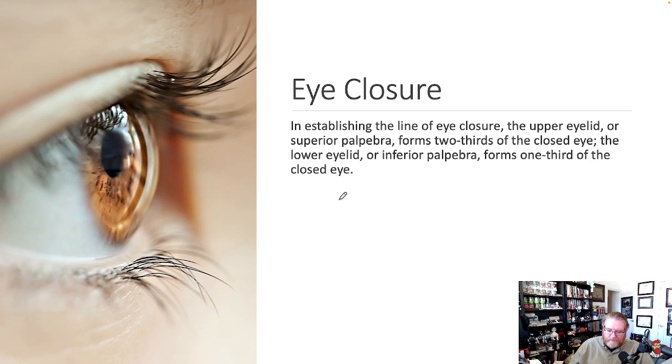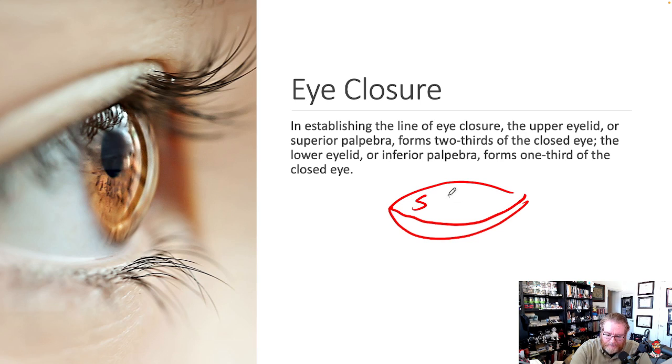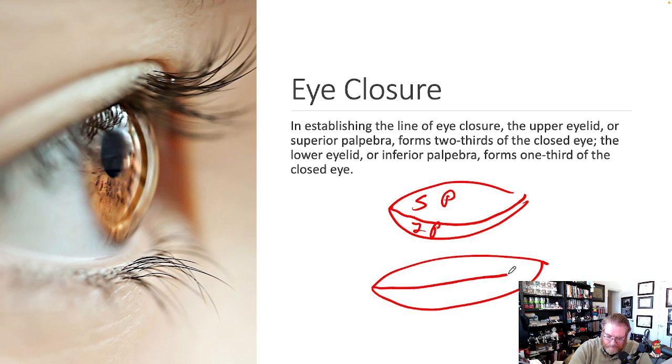Eye closure. In establishing the line of eye closure, the upper eyelid or superior palpebra forms 2/3 of the closed eye. The lower eyelid or inferior palpebra forms 1/3 of the closed eye. So if here's my orbit, my eyes are something like that. Here is the superior palpebra, here's the inferior palpebra. What we should not see is something like this, where it's right down the middle. That's squinting.